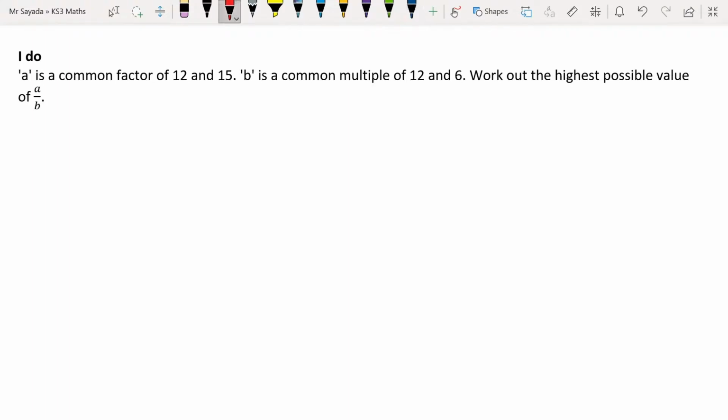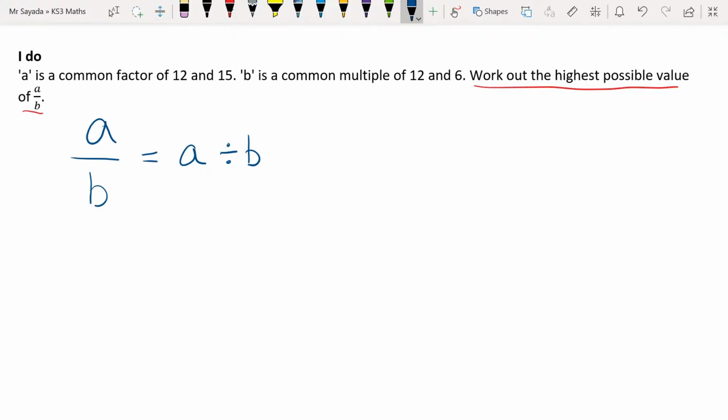So the key thing here is we're going to need to work out the highest possible value of A over B. Now what does A over B mean? Say your answer to the video. A over B means A divided by B. We want the highest possible value of A divided by B.